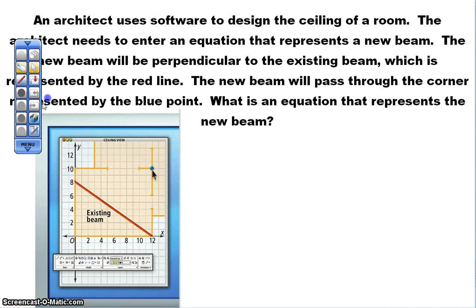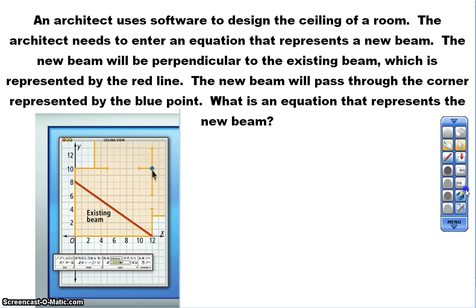So take a look at this, see what you have here. It says an architect uses software to design the ceiling of a room. The architect needs to enter an equation that represents a new beam. The new beam is perpendicular to the existing beam, which is represented by the red line. So here's what they're talking about.